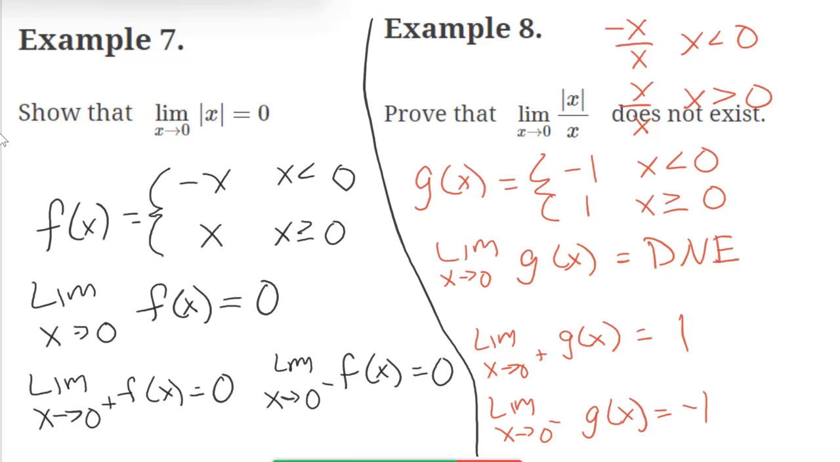Anytime you're dealing with absolute value, you've got to break it up like this. Even if it was the absolute value of 3x plus 5, you would do the same thing. It's like, okay, 3x plus 5 is less than 0. You'd solve it out so you can figure out where the domain switches, but the same concept has to happen.